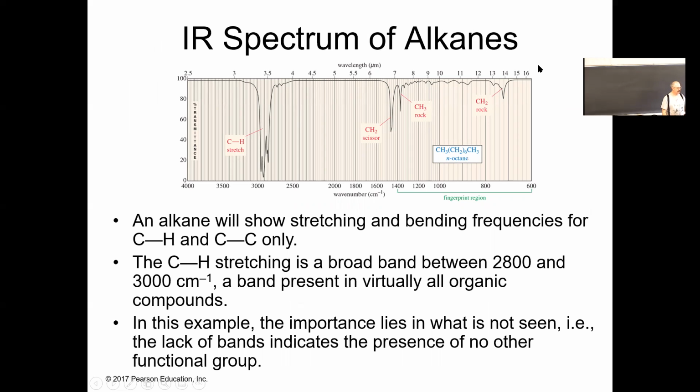If we have an alkane, such as normal octane here, this will only show stretching and bending frequencies for CH and CC. We won't see much else. We'll see the CH stretch and actually not much in terms of the CC. The last bullet point is significant. In this example, the importance lies in what is not seen, that is the lack of bands, which indicates that there is no other functional group.